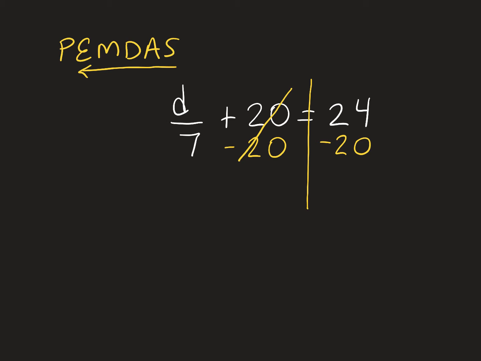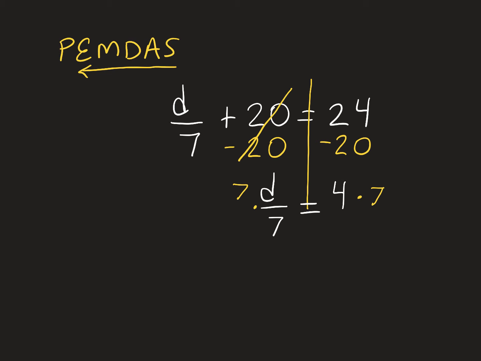Then you'll just slide over your d over 7 to put it closer, and you'll do your 24 minus 20, giving you 4. So you've undone your adding or subtracting, and now you'll look and see, are you multiplying or are you dividing? And you'll see d is being divided by 7. So the opposite of division would be multiplication. So you'll multiply both sides by 7.